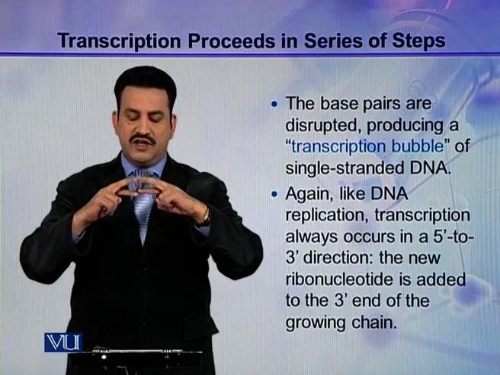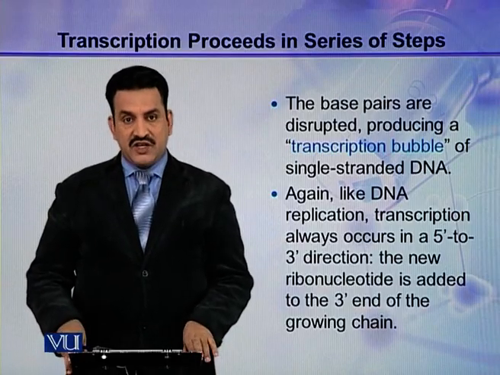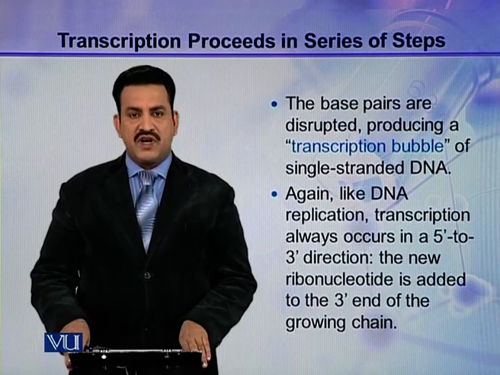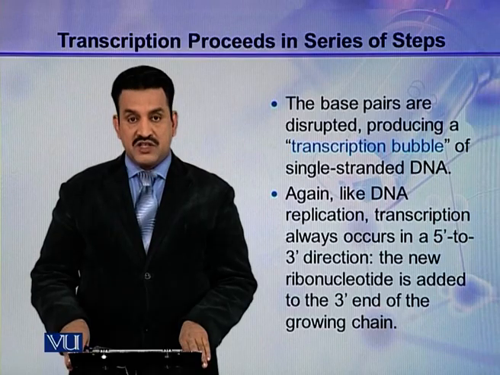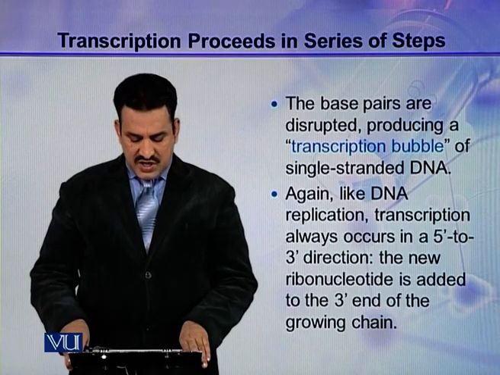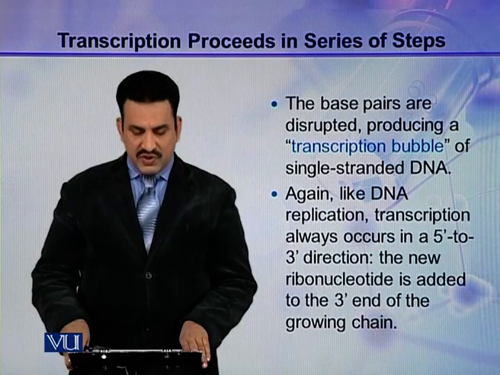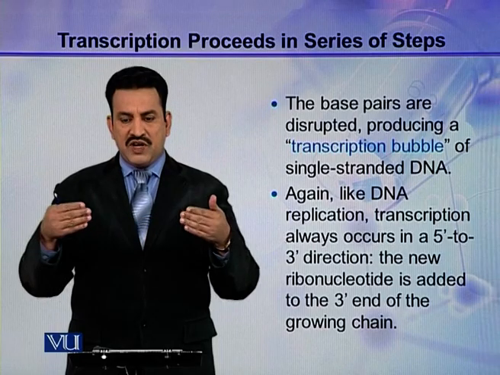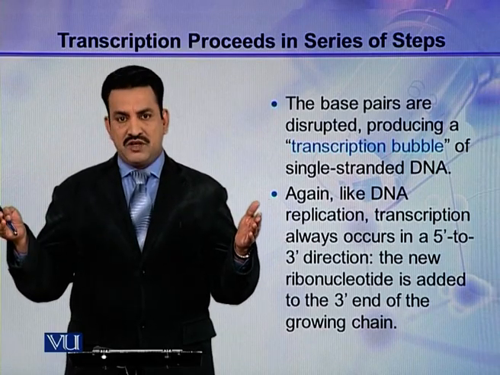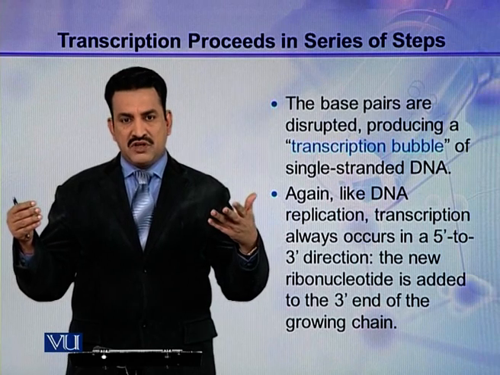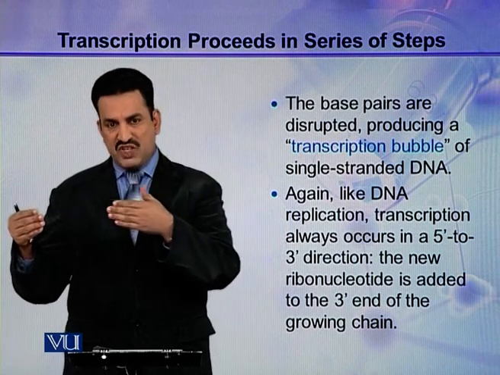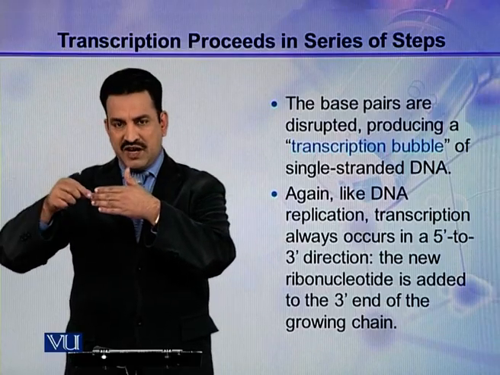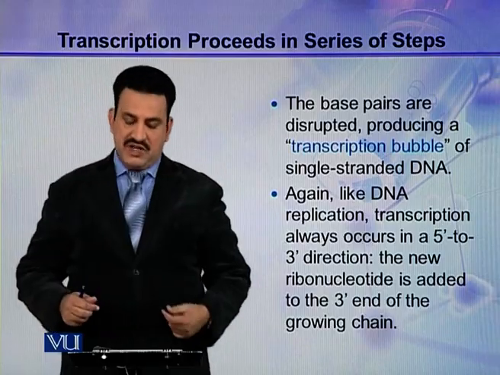Again, like DNA replication, transcription always occurs in a 5' to 3' direction. That is, the new ribonucleotide is added to the 3' end of the growing chain. So, in DNA, the polarity is 5' and 3' end. So, transcription proceeds from 5' to 3' end. It means the new nucleotides will be added at the 3' end.